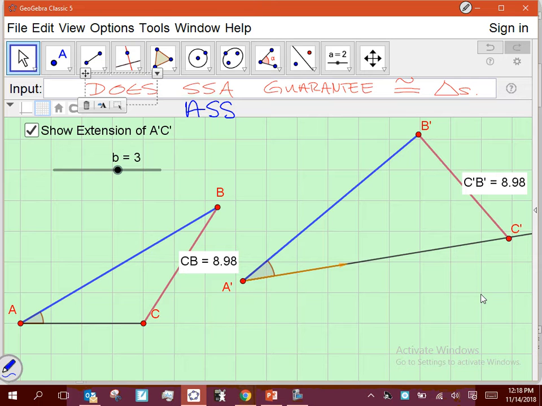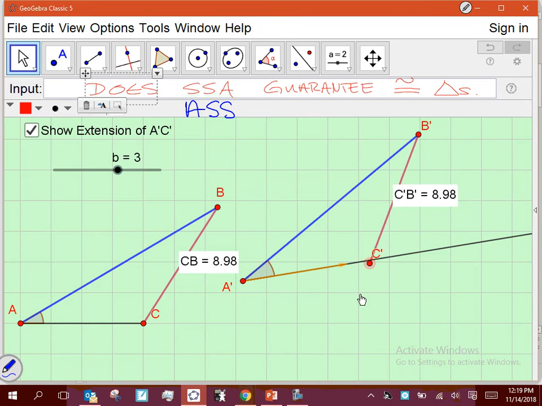However, what makes me think that that's the only place C prime could have been? Can't I swing this that way? And now intersect that segment that way? Does that make sense? What's that tell you about those two triangles? Those are congruent.